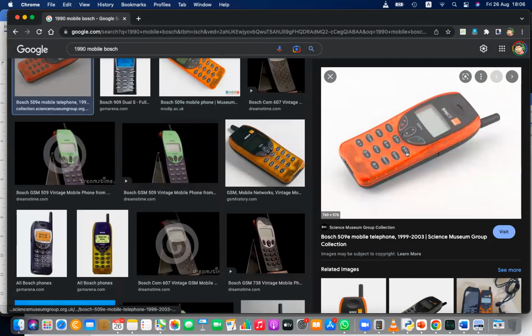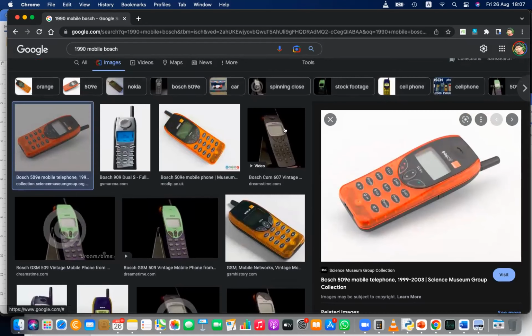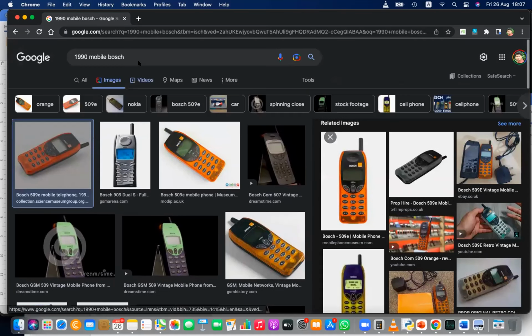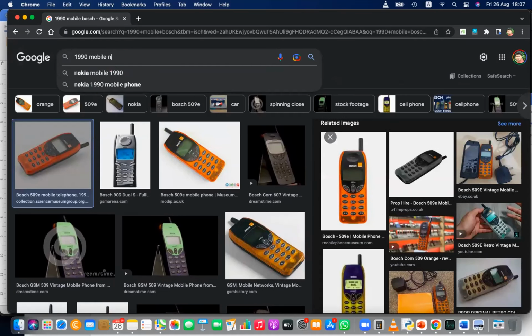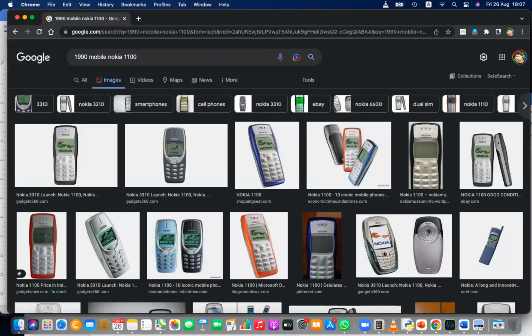So this was the mobile. It has an aerial too to give the signal. This is how it looks, right? It's like a toy, but this was popular at that time. Then Nokia mobile phones like the Nokia 1100 were more popular, but they only had text-based access, no internet at all.